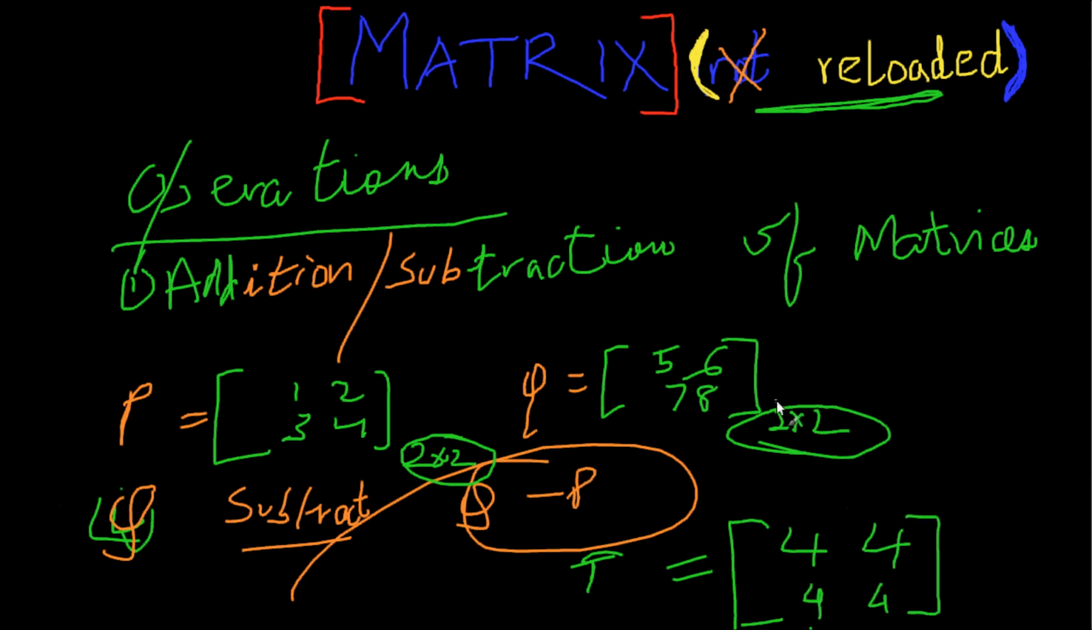So guys, this is what Q minus P would look like. Again, for those who haven't understood, 5 minus 1 is 4, 6 minus 2 is 4, 7 minus 3 is 4, and 8 minus 4 is 4. The answer has the same order. Again, this is a property. I'm not going to tell you to cram it up. This is really simple. You should understand it. If the order is 3 by 4 and 3 by 4 again, the answer will be of order 3 by 4. So guys, that's pretty much it on addition and subtraction of matrices.